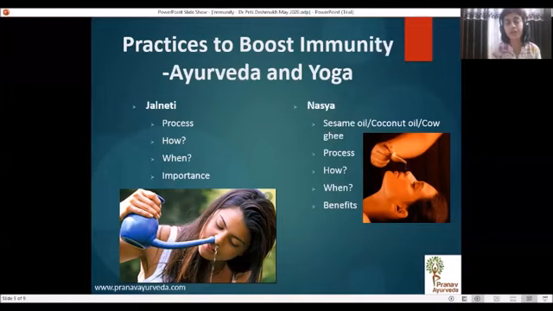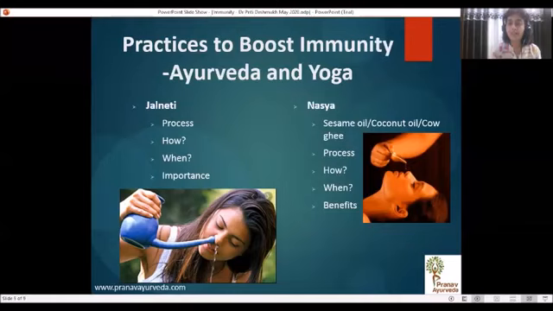Now let's look at the Nasya process. In the Nasya process, sesame oil, coconut oil or cow ghee is used. Now let's see how the process of Nasya is performed. As shown in the figure, lie down, take a pillow below your neck and shoulders so that the head is slightly tilted towards the backside.